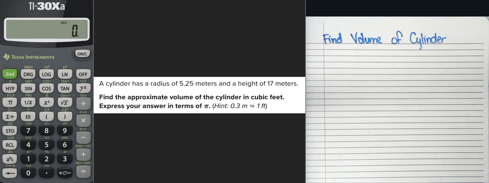All right, so we are trying to find the volume of a cylinder. In this case, they say a cylinder has a radius of 5.25 meters and a height of 17 meters. They want us to find the approximate volume of the cylinder in cubic feet, and we're going to express our answer in terms of pi. They give us a hint. They say 3/10 of a meter is approximately 1 foot.